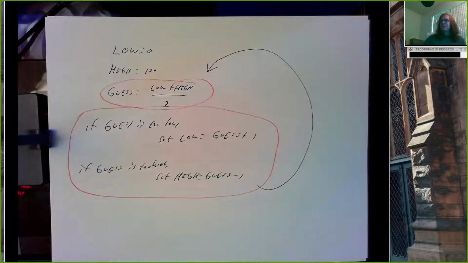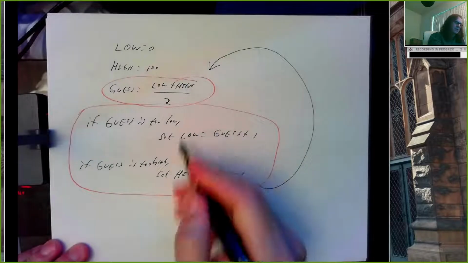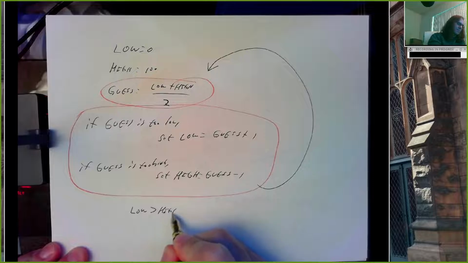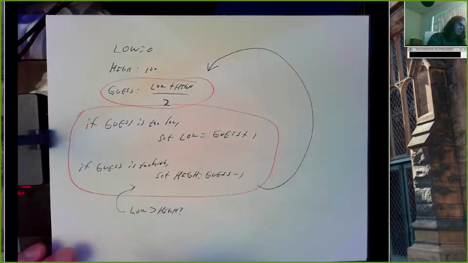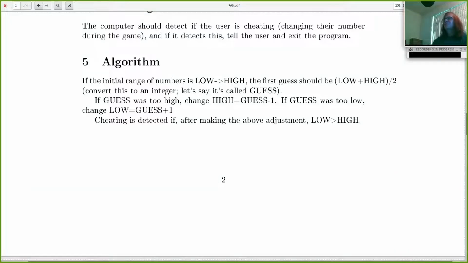Alright, and then cheating. Cheating happens after you make this change. See if low is bigger than high. So anytime that you change low or high using this algorithm, run a little check, see if low is bigger than high. If it is, then something went wrong. You can call cheating and exit. If low is equal to high, that's totally okay, right? That might just mean that you got it sandwiched down to one possible number that they were thinking of. That's fine. Don't call them a cheater yet.